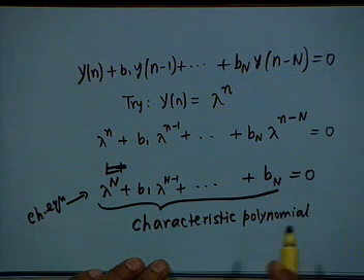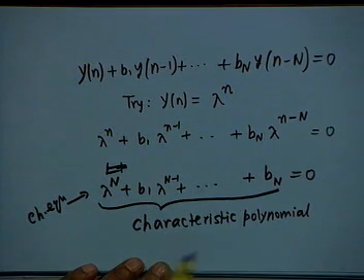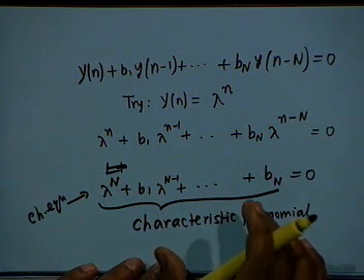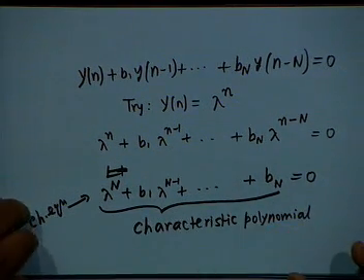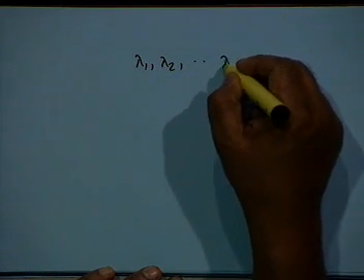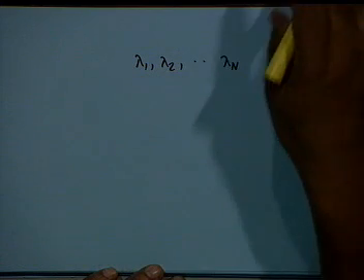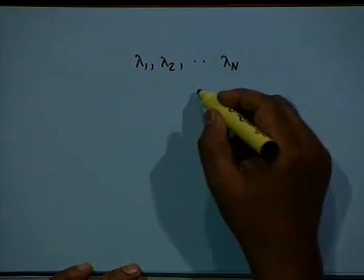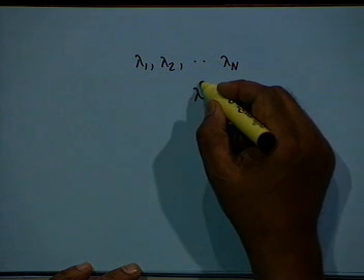It is a fundamental theorem of algebra that if you have a polynomial of degree N, then it has N roots. Therefore let the roots of the characteristic equation be lambda 1, lambda 2 and so on up to lambda N. There will be capital N number of roots, and we had tried the solution lambda to the power n.